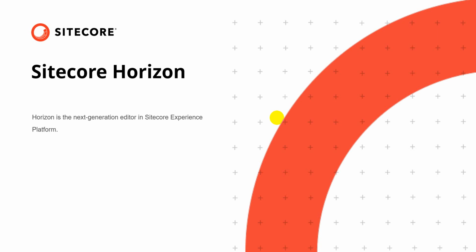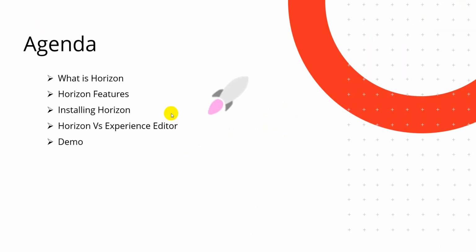So we'll just try to go over and give you an introduction where we'll cover things like what is Horizon, what different features we have here, how we can install Horizon in your Sitecore instance, and how it is different from Experience Editor. Then we'll also have a small demo where we'll show different features which are shipped with this tool.